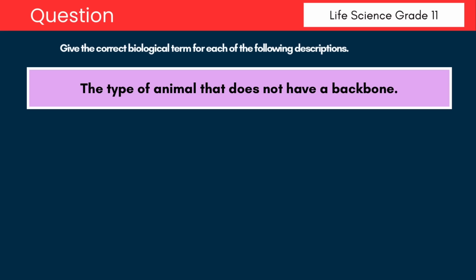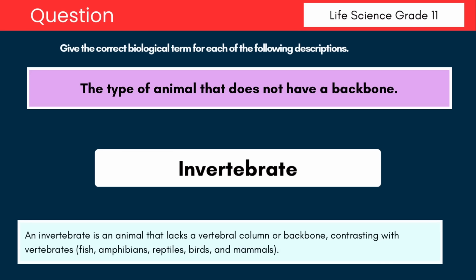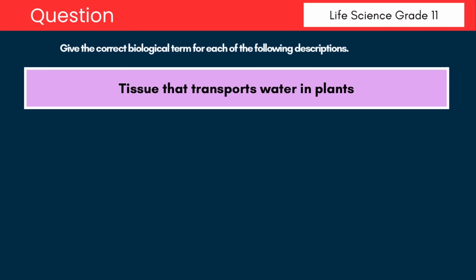Question: the type of animal that does not have a backbone. The correct answer is invertebrate. An invertebrate is an animal that lacks a vertebral column or backbone, contrasting with vertebrates, fish, amphibians, reptiles, birds, and mammals. Question: tissue that transports water in plants.